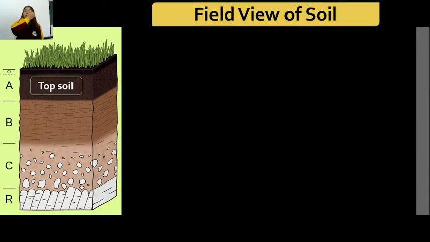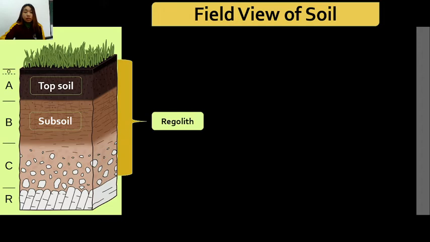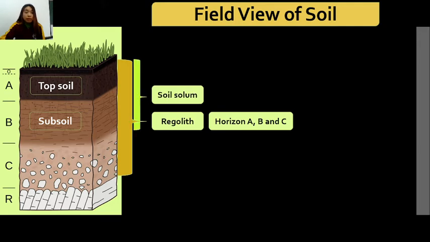Okay, so we also have other terms like layman's term. In layman's term, we call the A horizon topsoil. And then B horizon subsoil. Okay? And then combination of horizon A, B, and C is called regolith. And then bakit nakasali siya? Okay? While A and B is called the soil solum or it is the true soil.